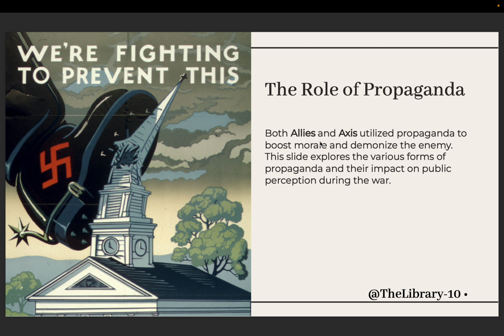So the biggest thing that happened in the war that we are still seeing today is the role of propaganda. Both Allies and Axis used propaganda to sway public opinion and boost morale. By demonizing the enemy and emphasizing their own strength, they kept their population engaged and supportive.